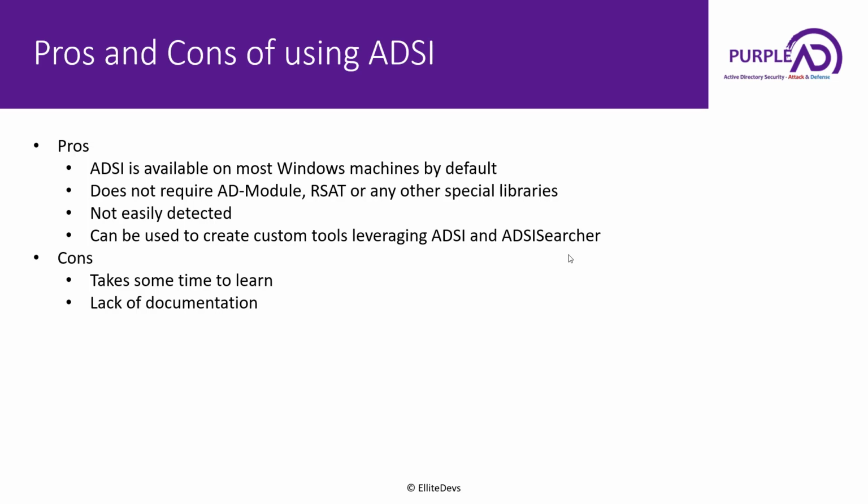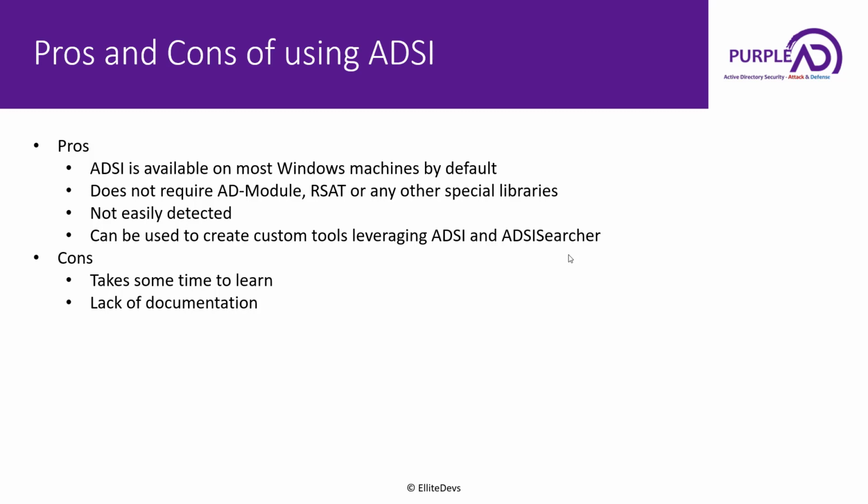Now let's look at some pros and cons of using ADSI. The most important pro is that ADSI is available on most Windows systems by default, so you don't have to download anything or install anything or enable anything. The second pro is that it is not dependent on the AD module or RSAT or any other special libraries, so it works out of the box. And if you are a red teamer or if you are into pen testing, you would be happy to know that it is not easily detected, as ADSI is used by most system administrators. Another pro for using ADSI or ADSI searcher is that once you are comfortable using these libraries, you can create custom tools out of them and use them in your own red teaming or pen testing engagements.